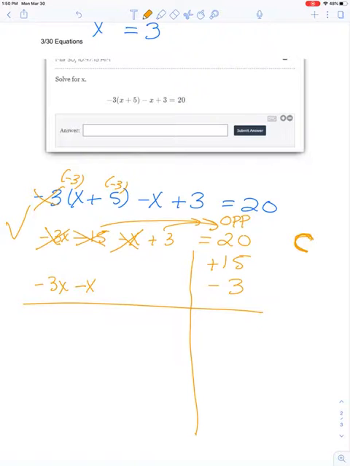Now we want to combine our terms. We have negative 3x minus x, so negative 4x, equals, we have 20 plus 15, which is 35, minus 3, which is 32.